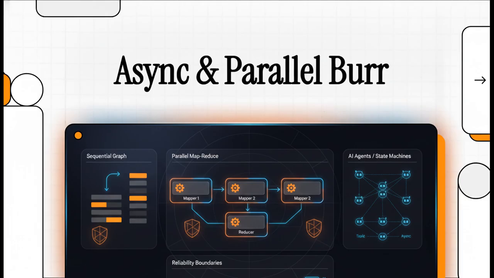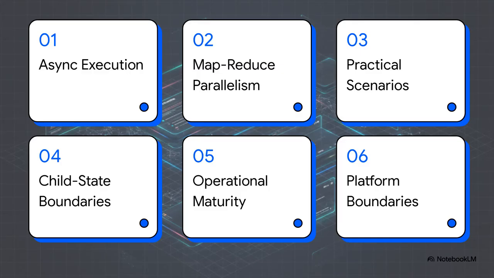We'll look at fanning out with parallel MapReduce architectures, and crucially, how to secure those parallel branches with explicit reliability boundaries. Here is our agenda. We've got async execution and I/O, map-reduce parallelism, practical scenarios, child state boundaries, operational maturity, and finally, platform boundaries.